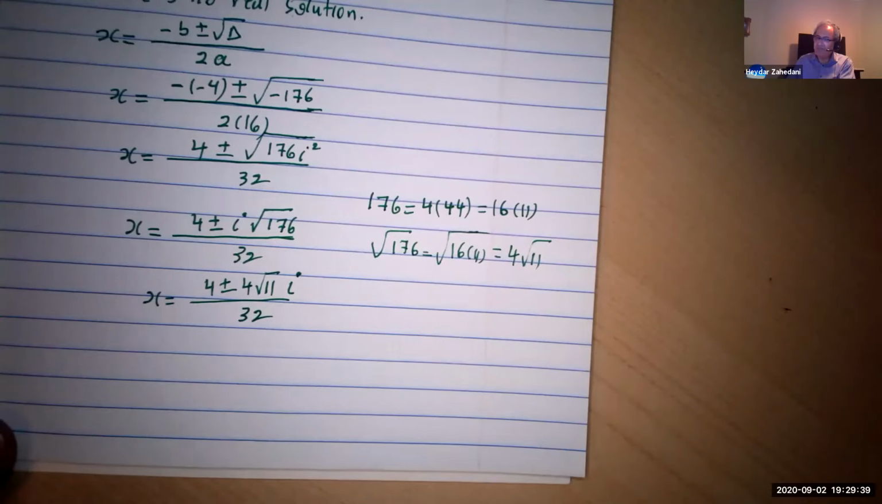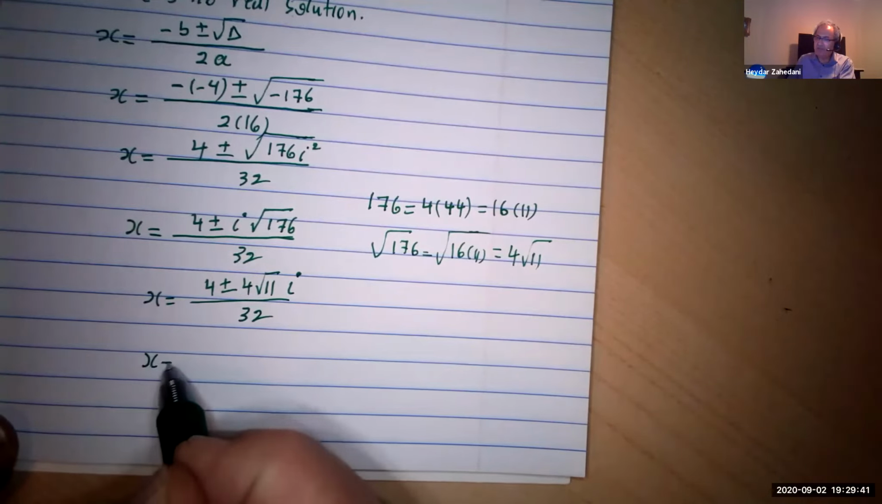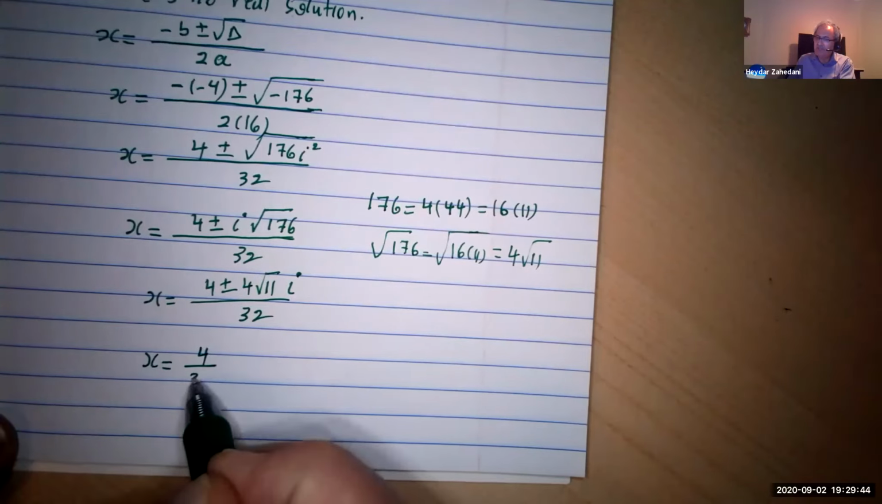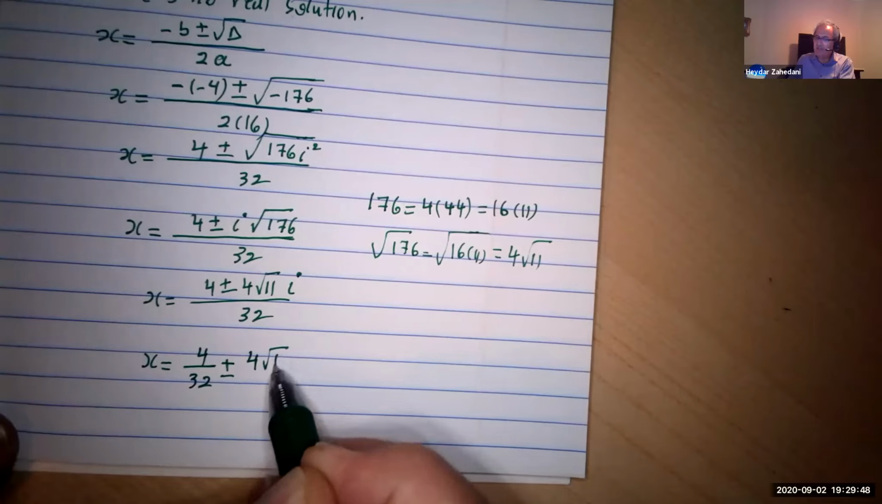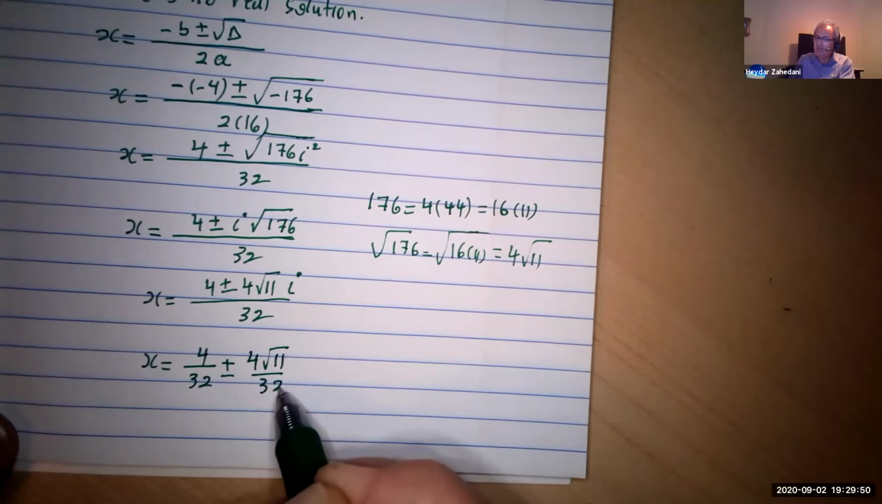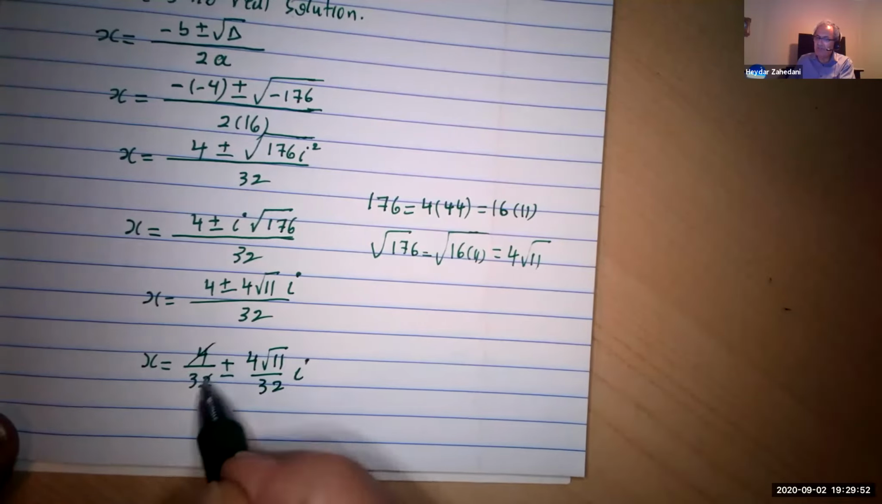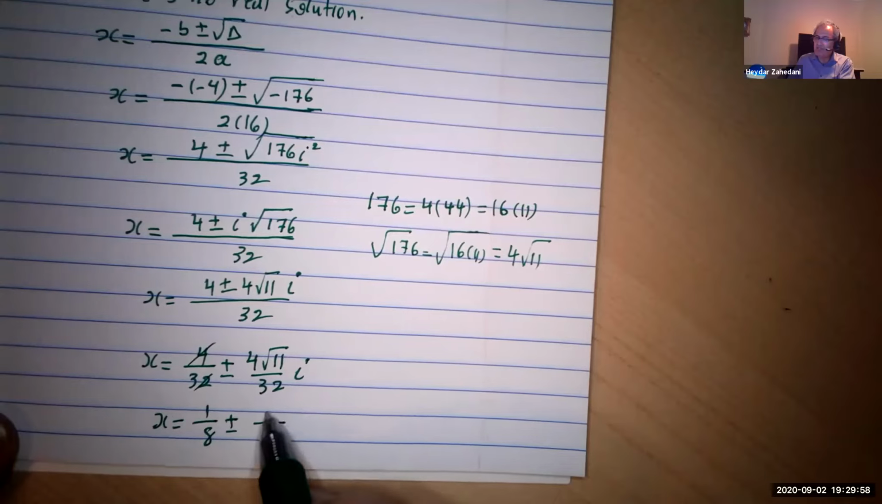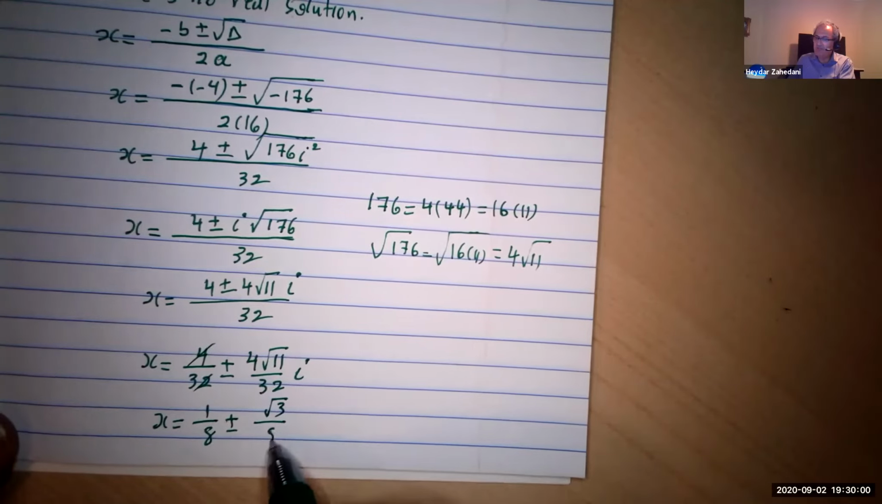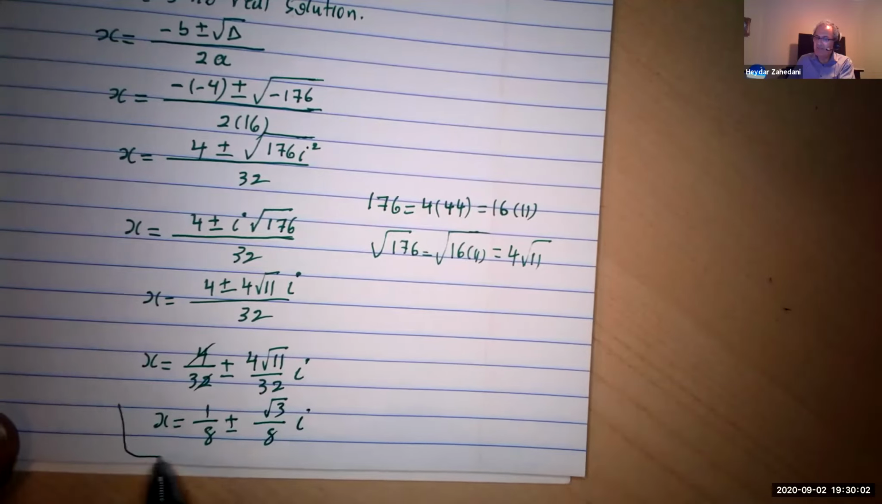So I just want to simplify it. It's a complex number, so you break it. It's 4 over 32 plus or minus 4 radical 11 over 32 i. Now you simplify by 4, so that gives you 1 over 8 plus or minus radical 11 over 8 i. That would be the final answer.